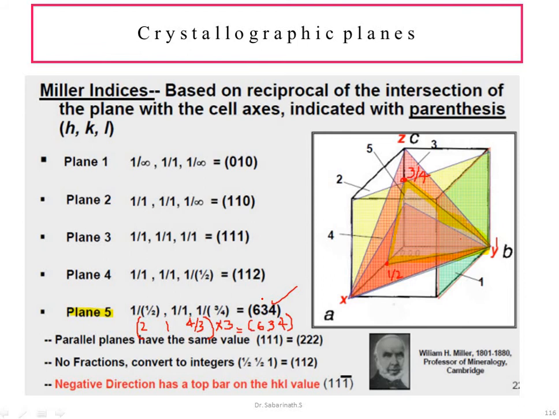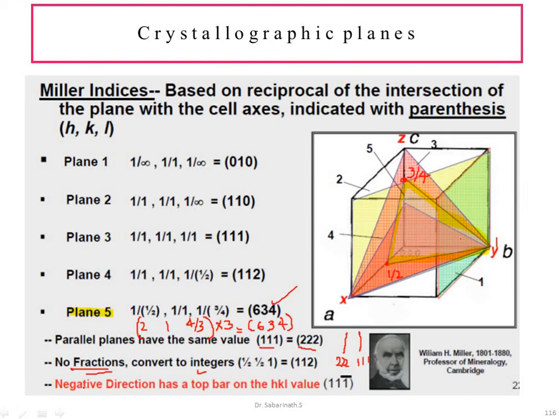Next we want to consider that parallel planes have the same values. That means 1, 1, 1 and 2, 2, 2 will be the same, or we can call them parallel planes. If it is 1, 1, 1 like here in the top view, then another 2, 2, 2 will be a parallel plane. As we discussed here, no fractions are allowed. We need to convert them into the possible integer values.